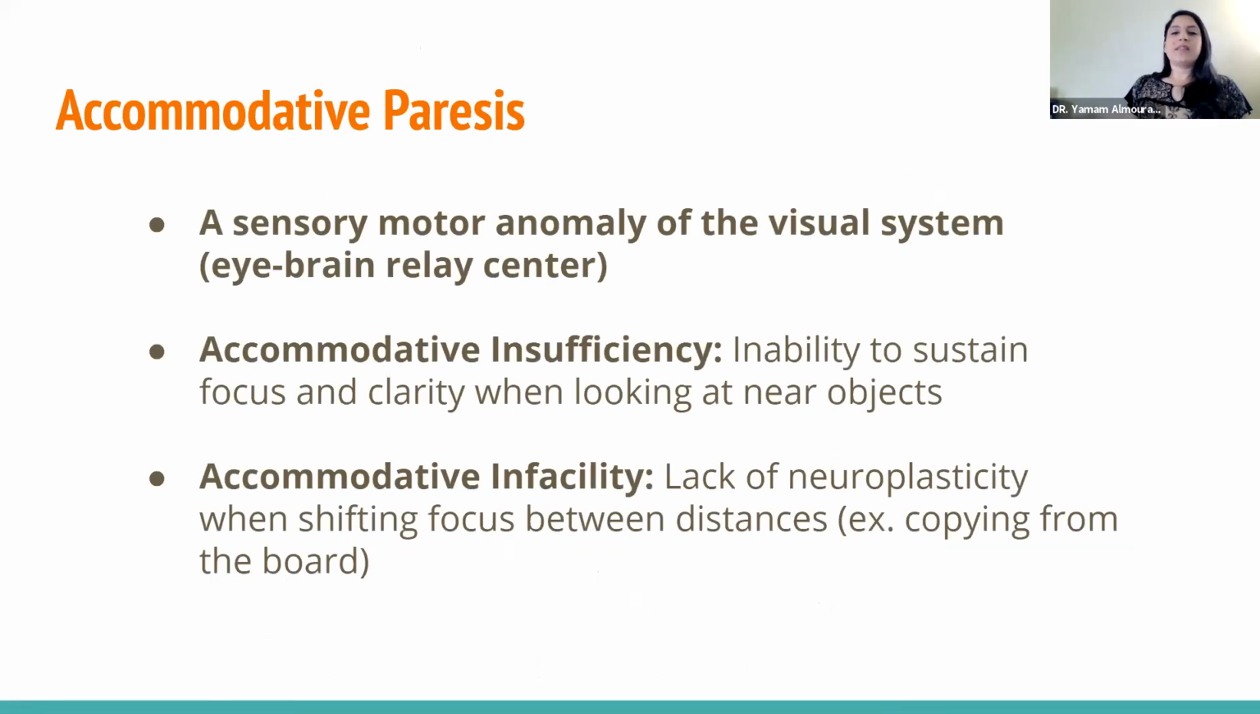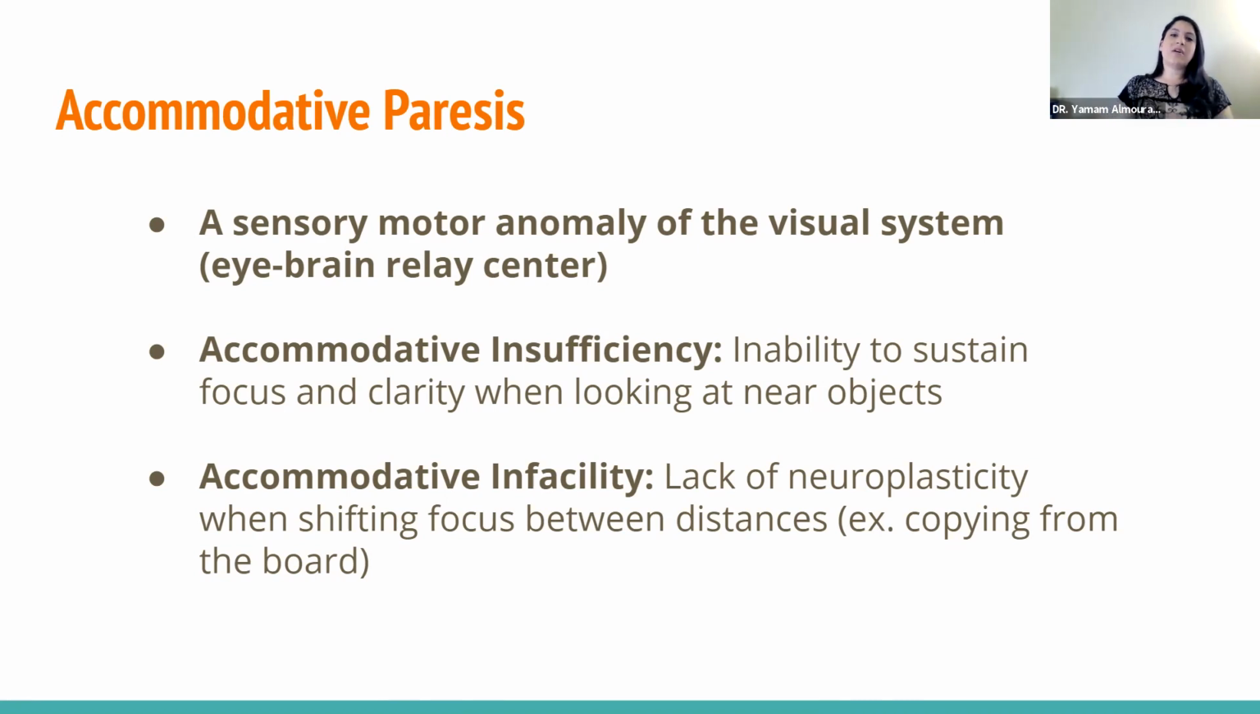Okay, so that's saccadic dysfunction. The next most common thing is the accommodative paresis. And so this is a sensory anomaly of the visual system. It has nothing to do with being fully corrected in contact lenses or glasses. It's not from the front, it's from the back. It's an eye-brain relay issue. And so a patient can be going regularly to see an eye doctor and being fully corrected to 20/20, but still have accommodative paresis. And so there are two subcategories under it, accommodative paresis.